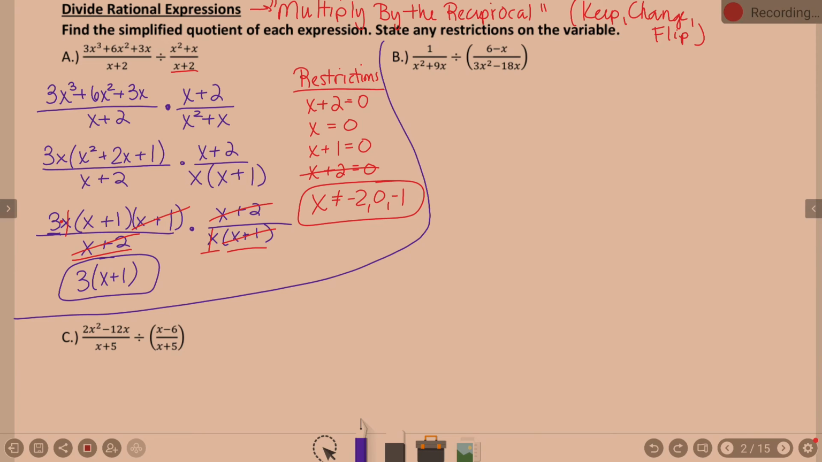Okay, guys, B. What type of problem is this? Division. What must your brain think if it's a division problem? Keep, change, flip. Multiply by the reciprocal. Okay, either of those. Keep, change, flip, multiply by reciprocal. So I'm going to keep 1 over x squared plus 9x. I'm going to change division to multiplication. And I'm going to flip. 3x squared minus 18x over 6 minus x. Okay.